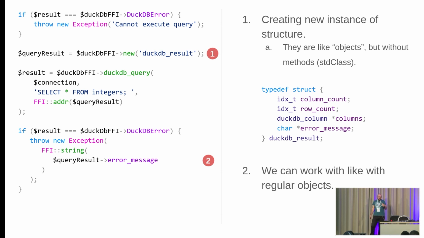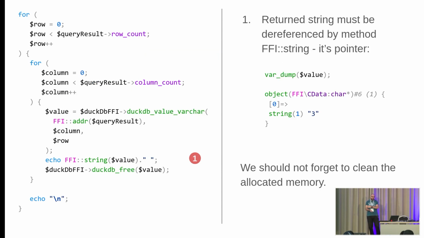So again, I will at this moment actually try to select some data. A basic select asterisk from integers, simple. I will pass a pointer to the result object. Again, I will check if everything is all right. If there is an issue, I can actually check the query result, load the message from it, and display it, or pass it into the exception in this case.